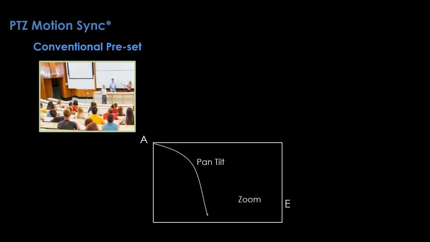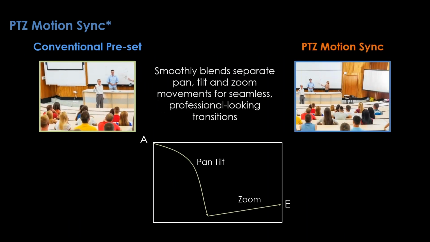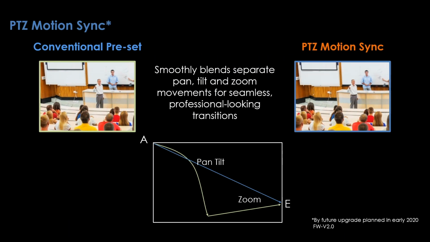And also, we have the ability to enable motion sync. We put motion sync into our X Series cameras. With our conventional preset cameras, we were able to pan, tilt, zoom simultaneously, but the zoom tried to keep up a little bit, so there was a little bit of a timing issue, but we improved on that with the motion sync option on the X Series cameras.